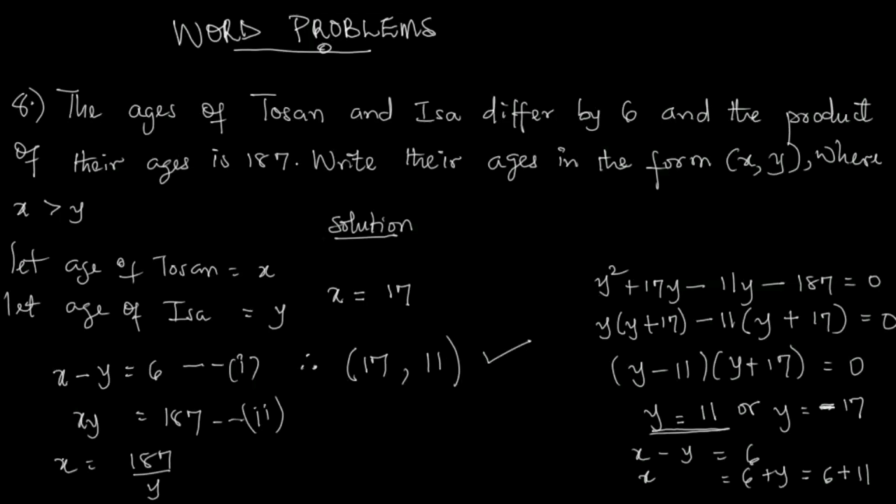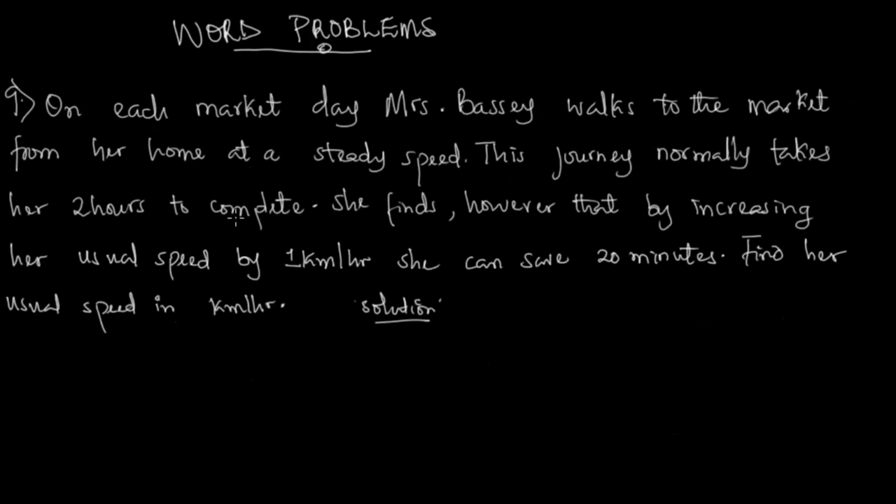Moving on to question 9. Question 9 says, on each market day, Mrs. Bassey walks to the market from her home at a steady speed. This journey normally takes her 2 hours to complete. She finds, however, that by increasing her usual speed by 1 km per hour, she can save 20 minutes. Find her usual speed in kilometers per hour.